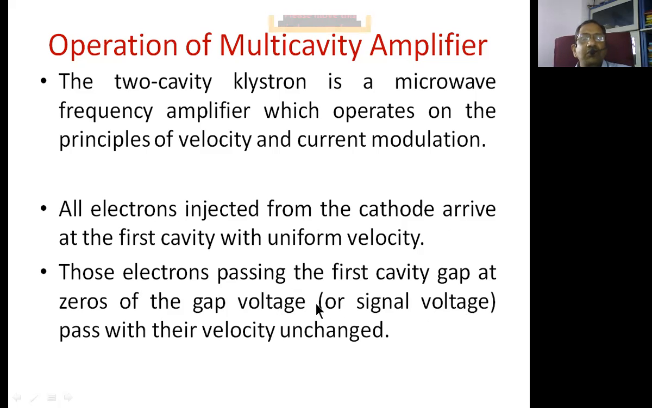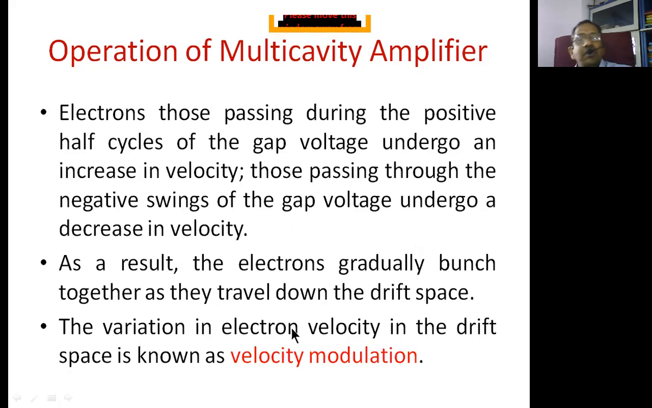So you should remember the sine wave here. The sine wave is constructed starting from the DC voltage, going towards the peak and coming towards zero, once again going to maximum negative, and coming back to zero. Like that, the wave is going to get repeated. Yes or no? Therefore, those electrons passing the first cavity gap at zeros of the gap voltage pass with their velocity unchanged. That means no modulation has taken place for the beam electrons coming from the electron gun at zero signal voltage. So that is the first point which we can write.